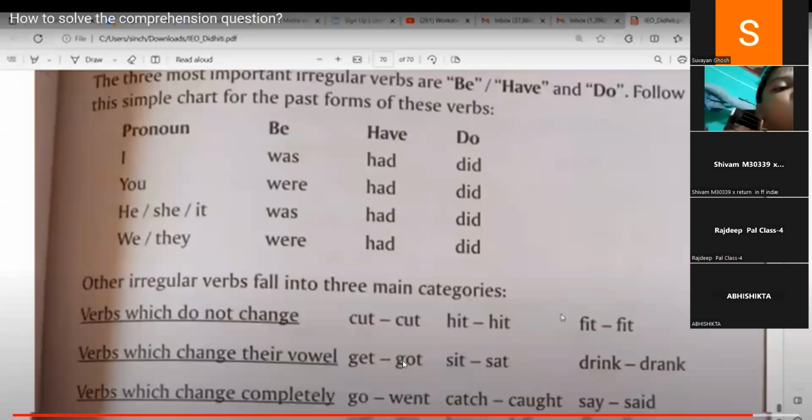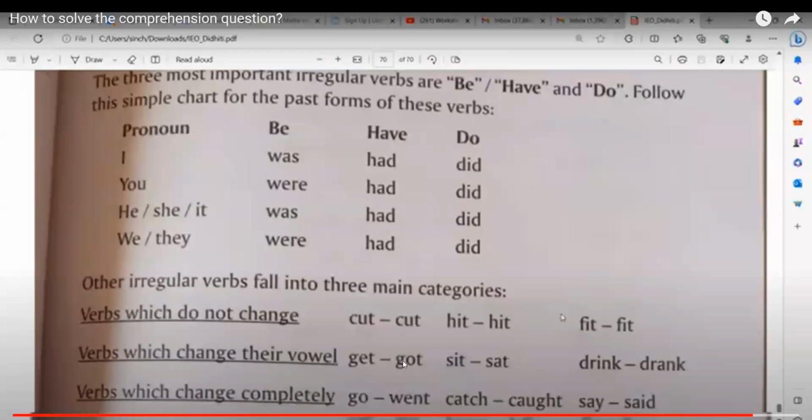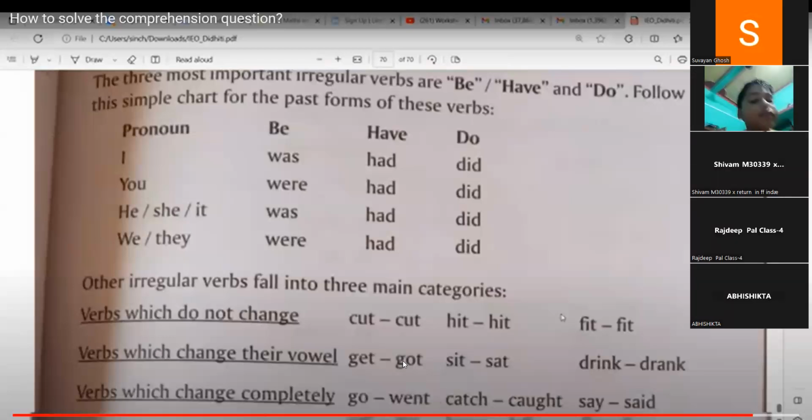Okay. Now, Amotu, can you make an example with I and was? Yes, ma'am. Ma'am, please repeat. I and was. Okay. Yes. I was eating rice with my brother. Great. Rajdeep, can you give me an example with I and was?